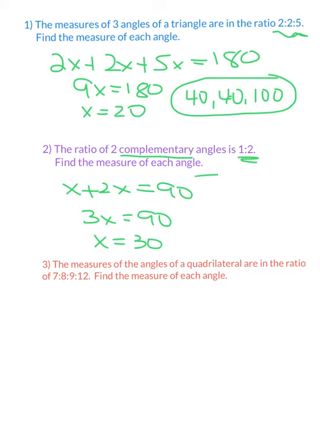I'll use that back into my ratio, and one of my x's is 30. 2 times 30 is 60. So there's the measure of my two angles. When I add them together, it gives me 90.